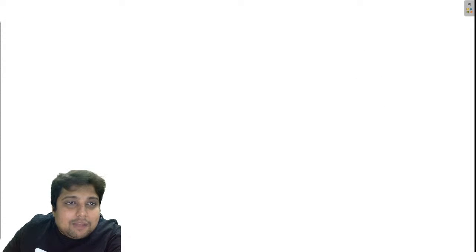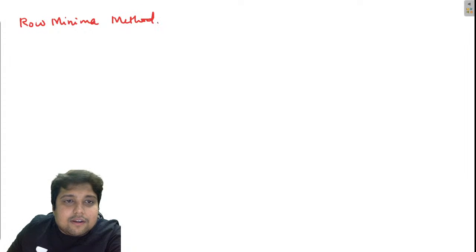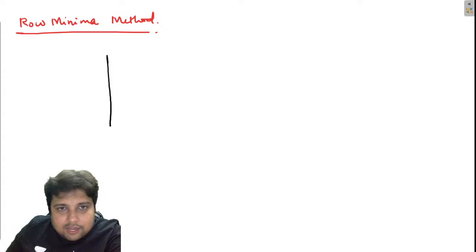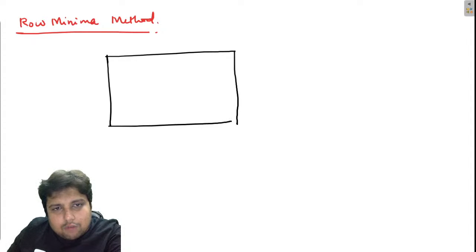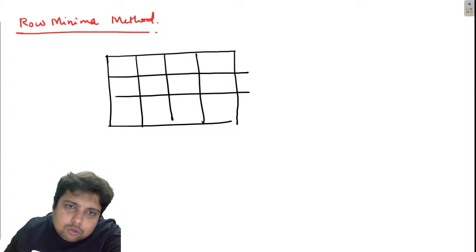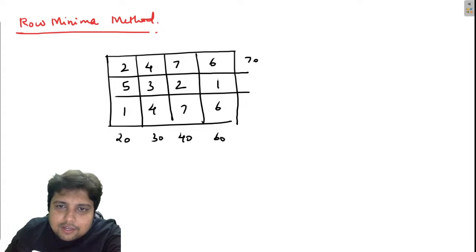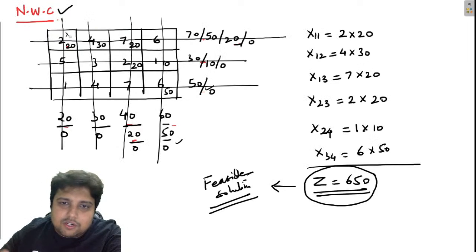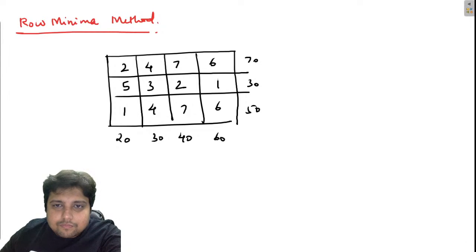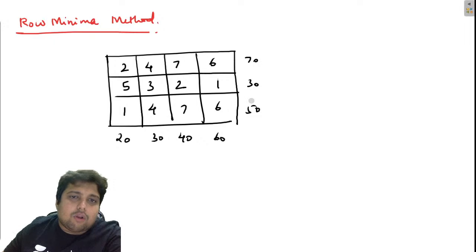So now let me write row minima. Row minima method, correct? Let us take down the question once again. I am going to take the same question and solve it using all the 5 methods to find the feasible solution. So 2, 4, 7, 6, 5, 3, 2, 1, 1, 4, 7, 6, 20, 30, 40, 60, 70, 30, 50, and 70, 20, 30, 40, 60. So this is the problem. Let us solve this by the row minima method.